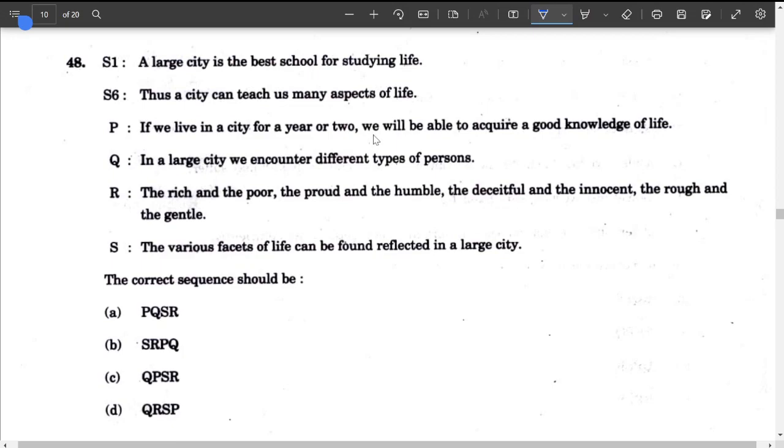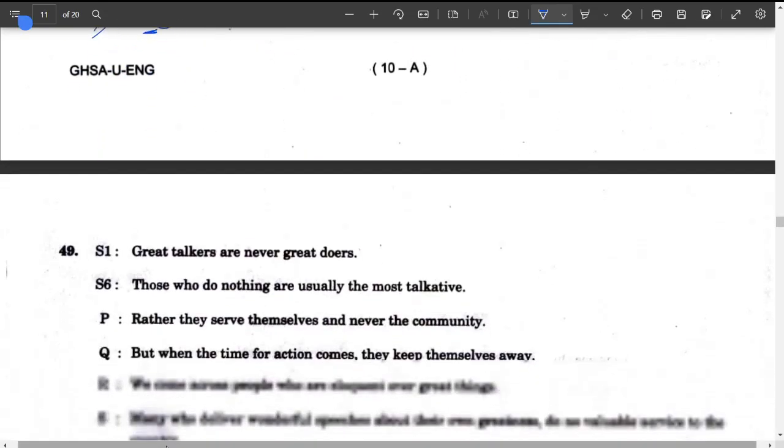A large city is the best school for studying life. Why? If we live in a city for a year or two, in a large city we can encounter different types, maybe the rich, the poor, the profound. Different types is nothing but all these, the rich and poor. That means Q and R combination. Check for QR combination. QR is only here. Check for S and P. The various facts of life can be found related in a large city. If we live in a city for a year or two, we'll be able to acquire good knowledge of life. So it can be used, that is D combination. Next.